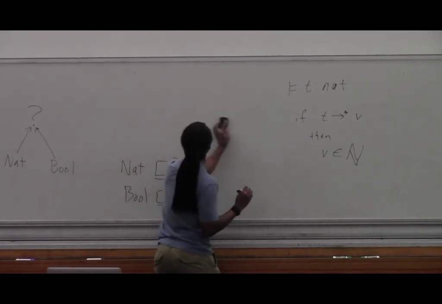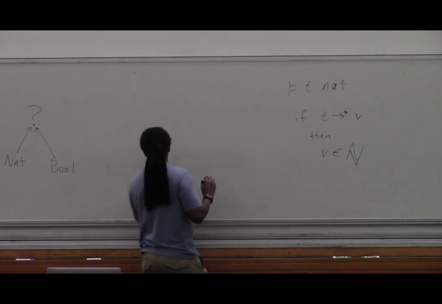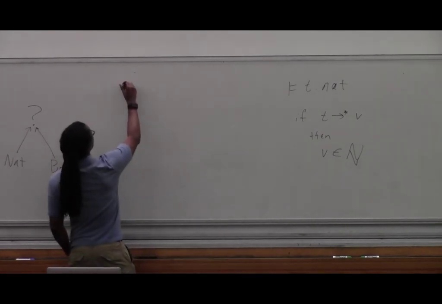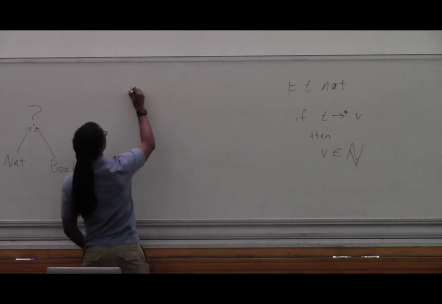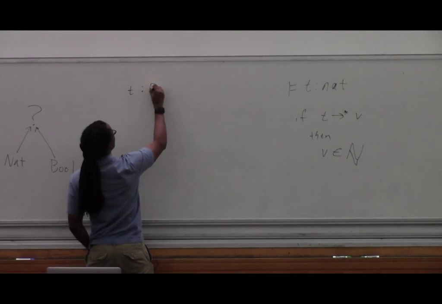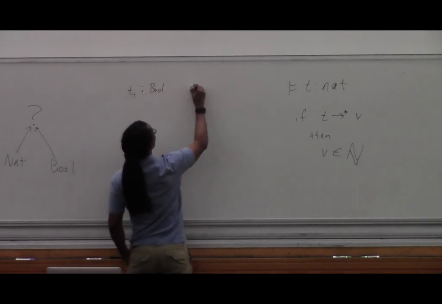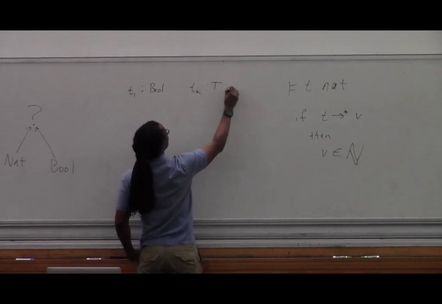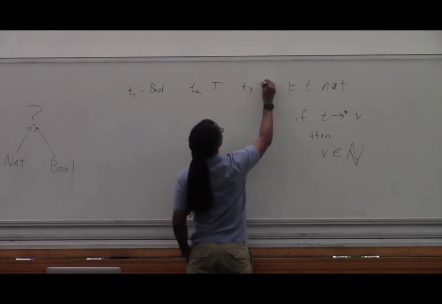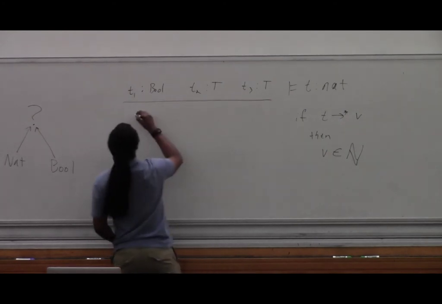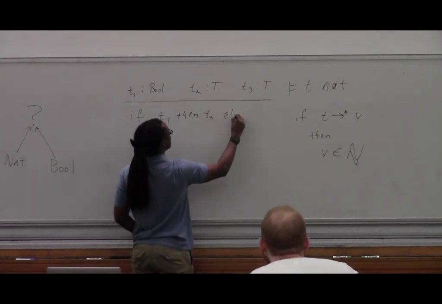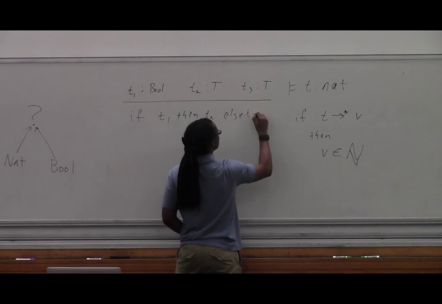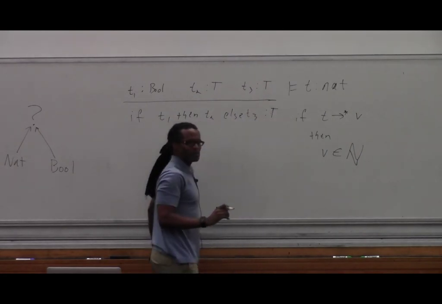Now the last thing I wanted to say to get you ready for next time is that typically we would write our type system to say, let me write it this way. In our language, we'd say if T1 has type Bool, T2 has type T, T3 has type T, then if T1 then T2 else T3 has type T. Familiar typing judgment, right?